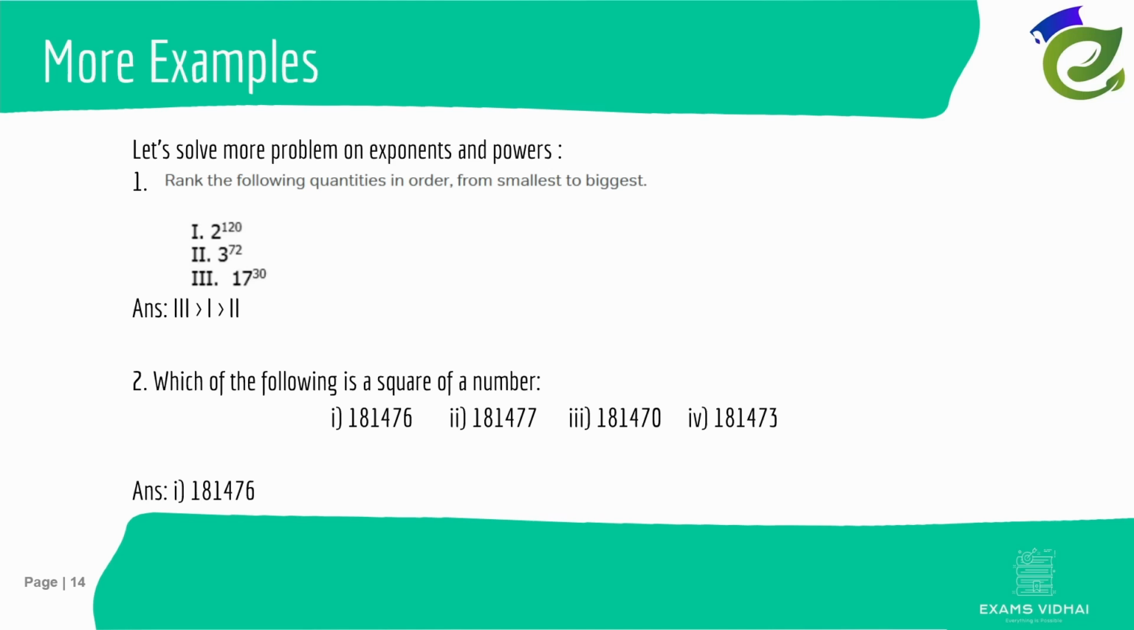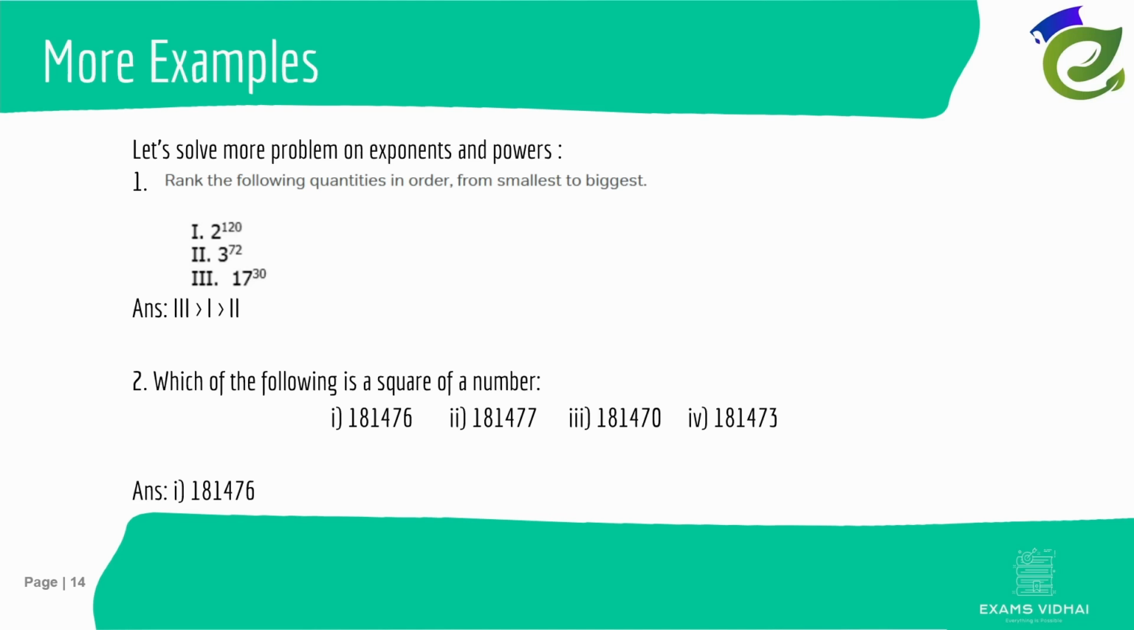So let's look at the first problem. We have to rank the given numbers from smallest to biggest. Your given numbers are 2 power 120, 3 power 72 and 17 power 30. So how do you find if a number A is greater than B or if B is greater than A? Let's use this simple property. If A is greater than B, then A by B would obviously be greater than 1. And if A is lesser than B, then A by B would obviously be lesser than 1. So using the same property, let's find the relation between the given numbers here.